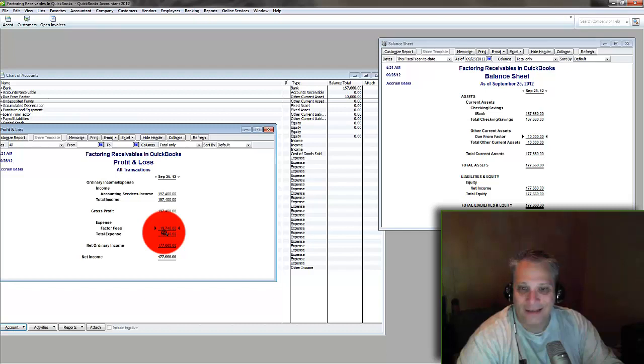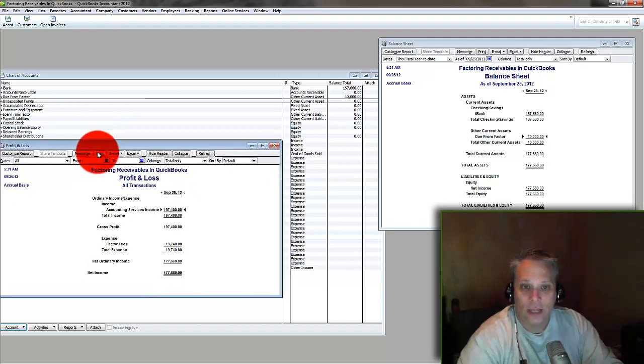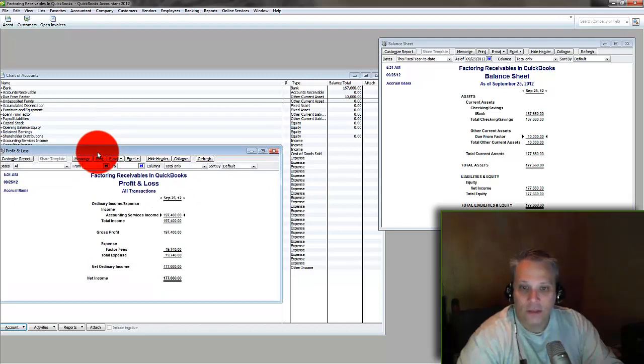I paid $19,740 in factor fees based, of course, on 10% of the income that they collected on my behalf and that they effectively loaned me. So for a loan, really the only money they're ever loaning me is like 50% of what I factored. The rest they're not giving me until they've actually collected. And they're taking all these fees out.